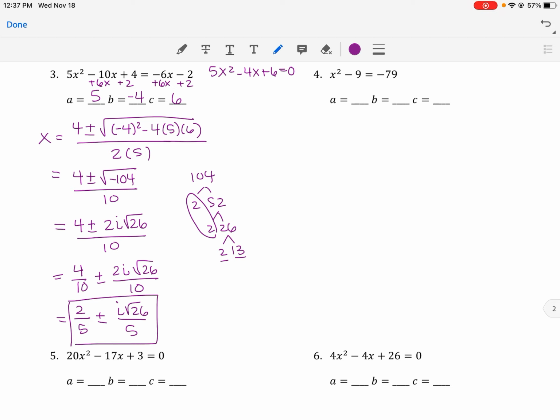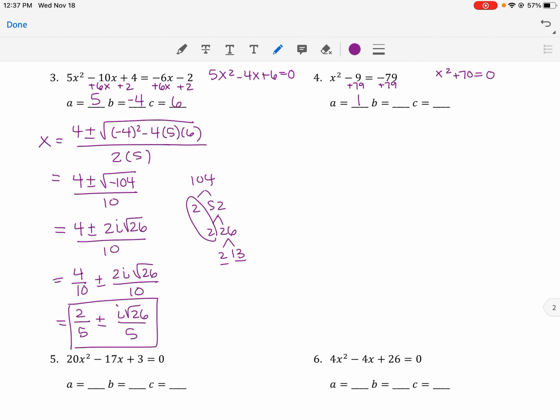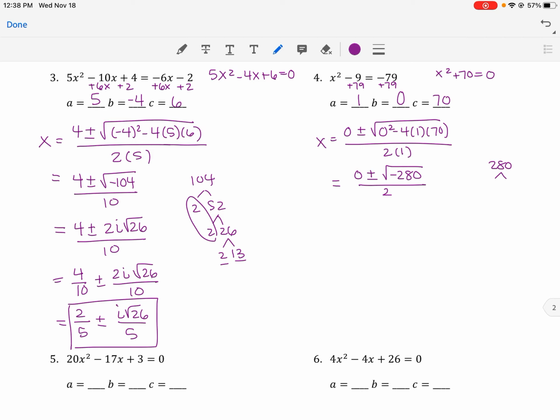Okay, the next one. We want to go ahead and add 79 to both sides. So we get x squared plus 70 equals 0. So a is 1. There's no b because there's no x term, so there's 0 of those, and then c is 70. So here we have x equals 0 plus or minus the square root of 0 squared minus 4 times 1 times 70, all over 2 times 1. So we end up with 0 plus or minus the square root of negative 280. Type that in your calculator, right? All over 2.